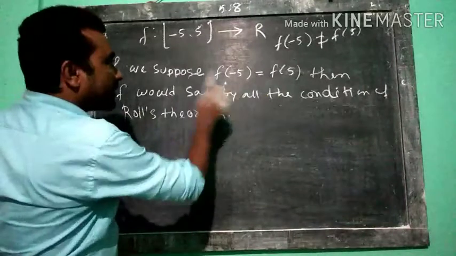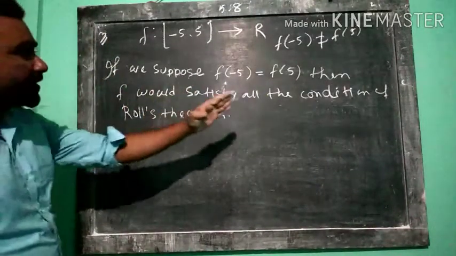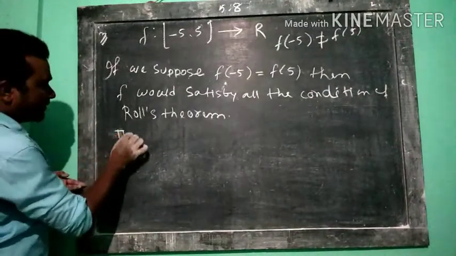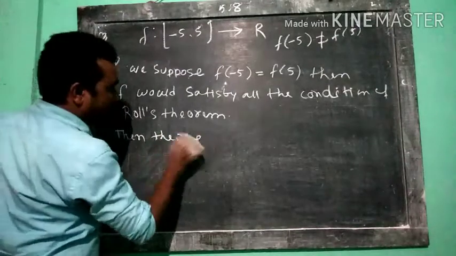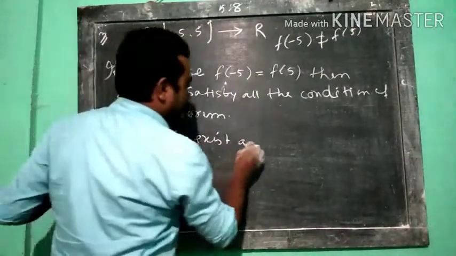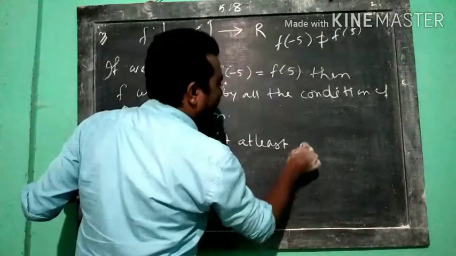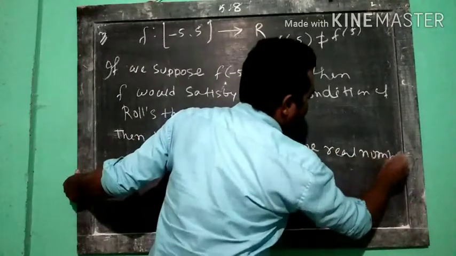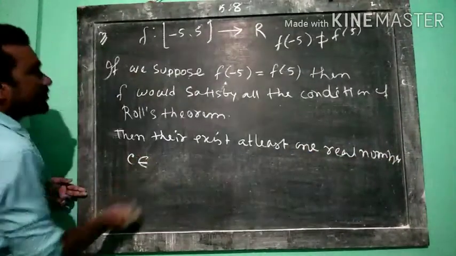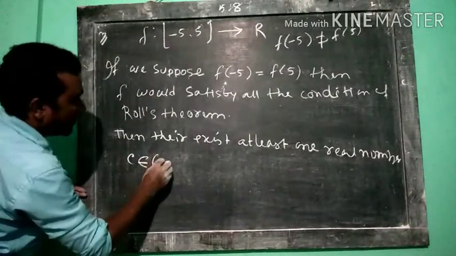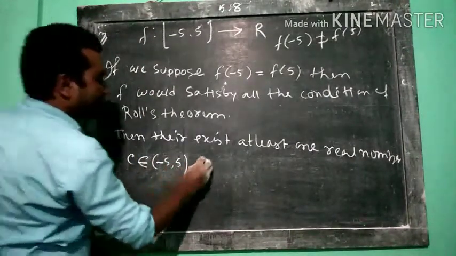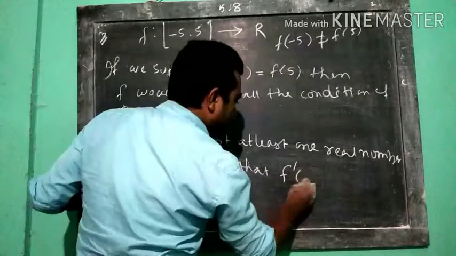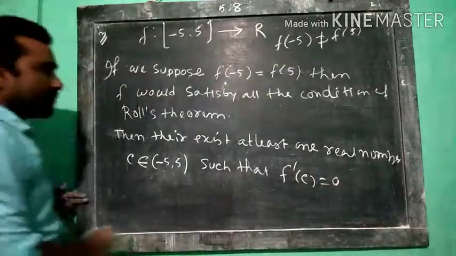Since all the conditions of Rolle's theorem are satisfied, there exists at least one real number c belonging to this interval (-5, 5) such that f'(c) is equal to 0.